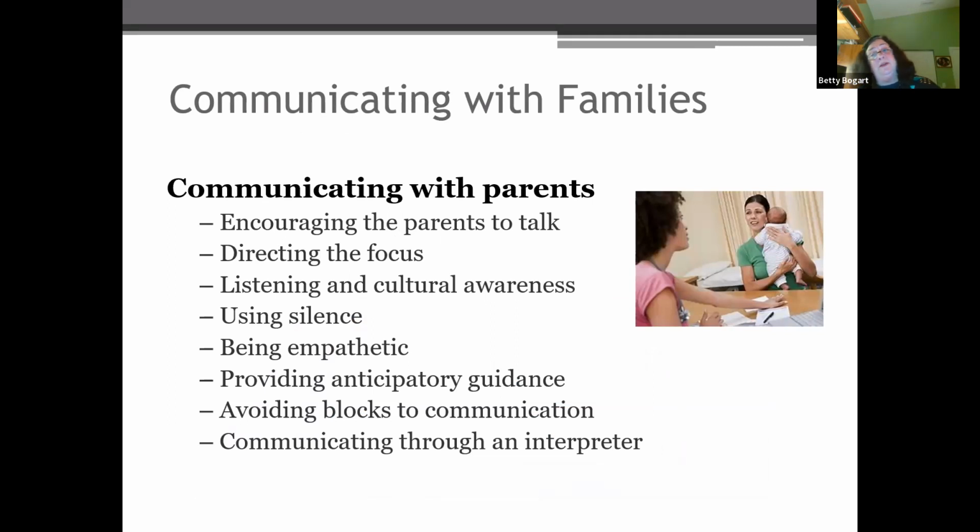Communicating with parents is probably the most difficult thing there is. So many things to think about. We want them to talk, but we want to find out what's going on. Remember about that cultural awareness. Do we look at them in the eye? Do we touch them? Do we sit next to them? How do we do that? I mean, cultures are all different.